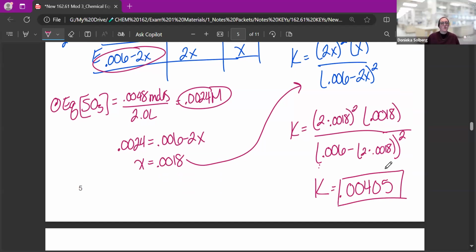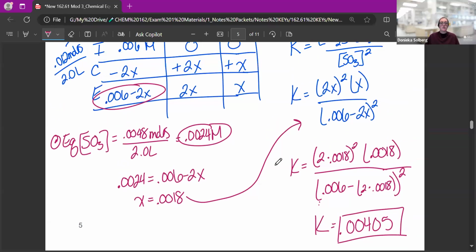And remember, equilibrium constants don't have units. They're just values that show us kind of the ratio of products to reactants. All right. So make sure you can plug that in. This is one way in which we solve for K, and I will do some other ways in the next video.